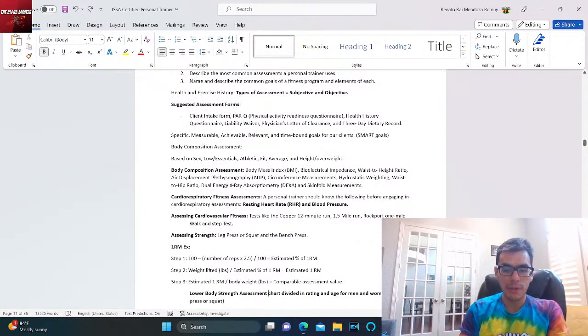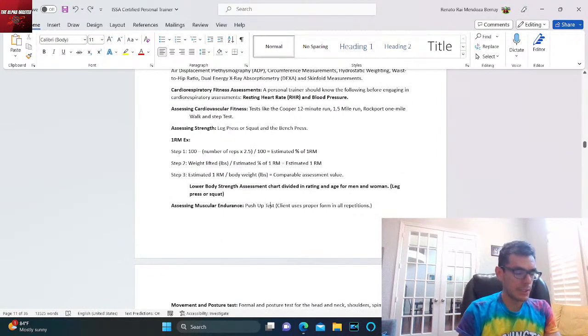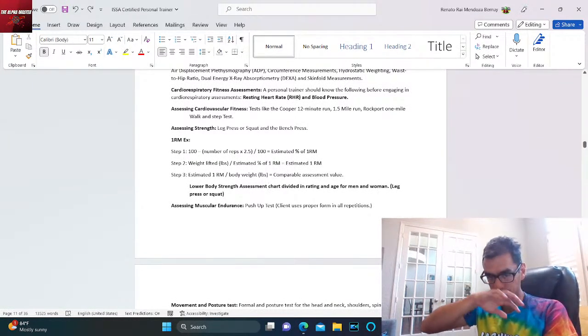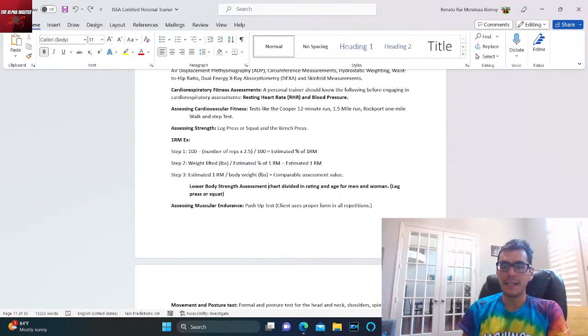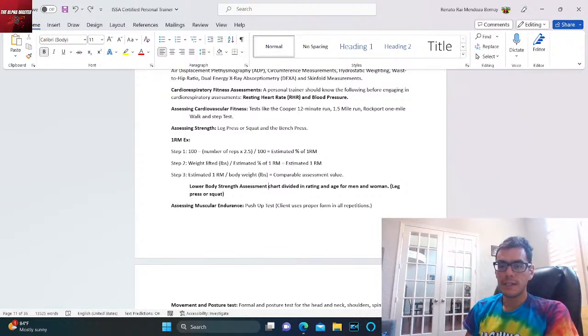The lower body strength assessment chart is divided by rating and age for men and women, like for the leg press or squat.